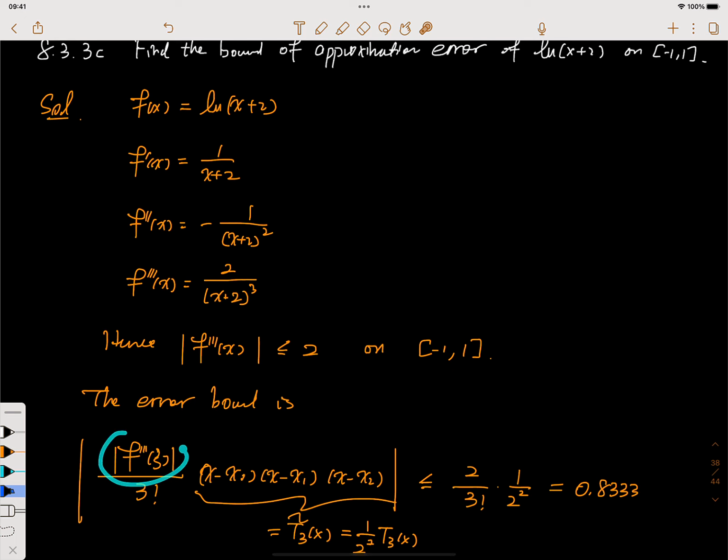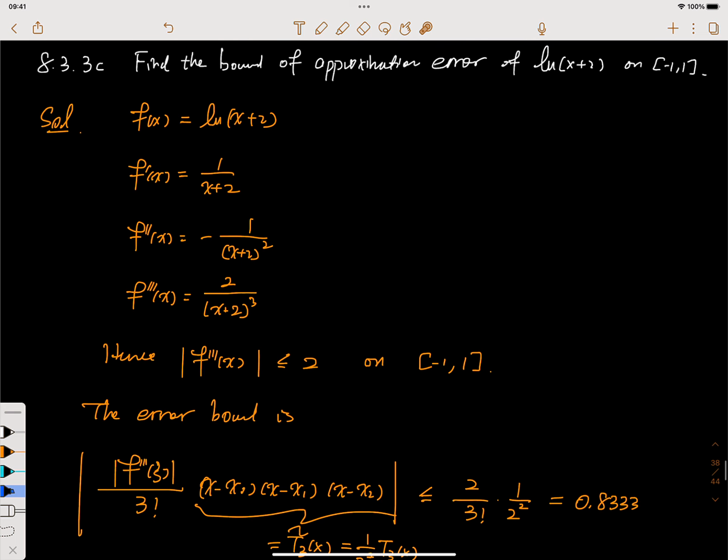So for this term here, we just need to check f of x is this, so f prime is this, f double prime is this, and f triple prime is this. So now the function is defined over this interval. So this denominator here can be as small as 1. Okay, and so that's why this thing here is upper bounded by 2. Because this denominator can be as small as 1.